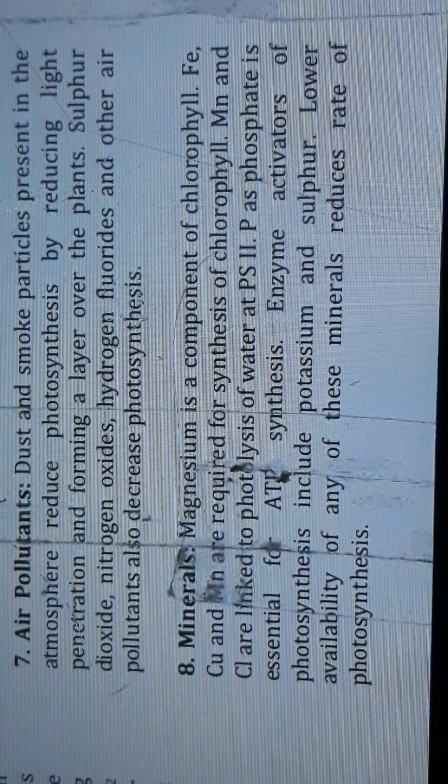Minerals. Magnesium is a component of chlorophyll. Iron, copper, and manganese are required for synthesis of chlorophyll. Manganese and chlorine are linked to photolysis of water at PS2, photosystem 2. Phosphorus as phosphate is essential for ATP synthesis. Enzyme activators of photosynthesis include potassium and sulfur. Low availability of any of these minerals reduces the rate of photosynthesis, right?